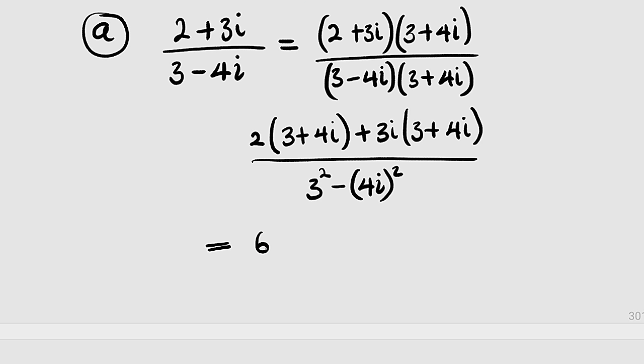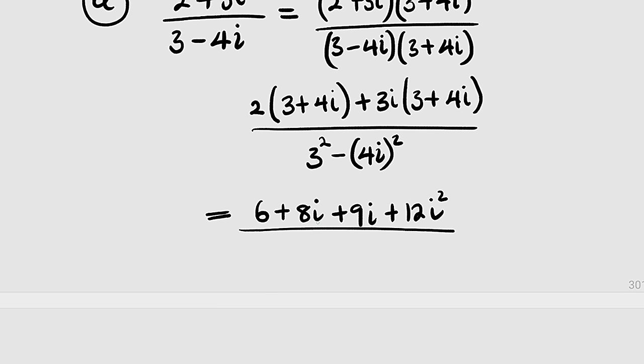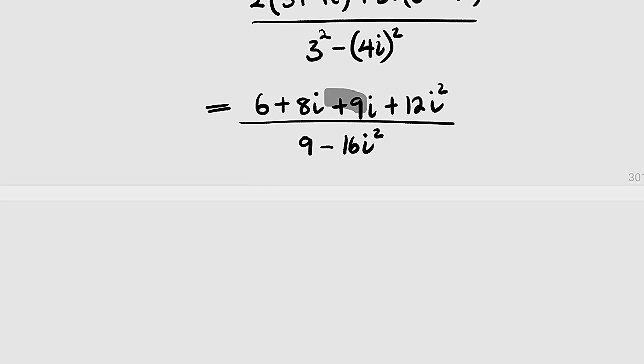We have 2 times 3 is 6, plus 2 times 4i is 8i. Then the second parenthesis, we have 3i times 3, which is 9i. Then the last one, we have 3i times 4i, which is going to give us 12i squared. Divide by 3 squared is 9 minus 4i squared is what? 16i squared. 9 plus 8 is 17, right?